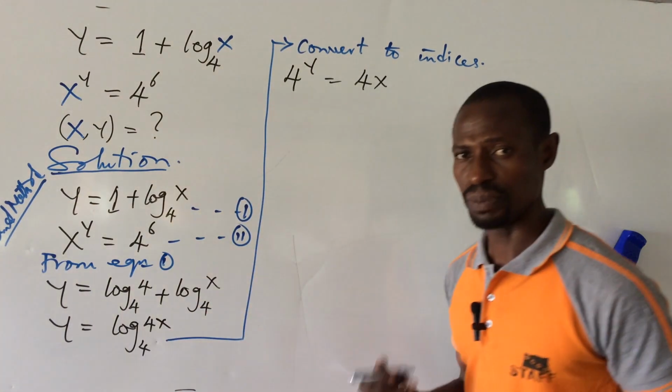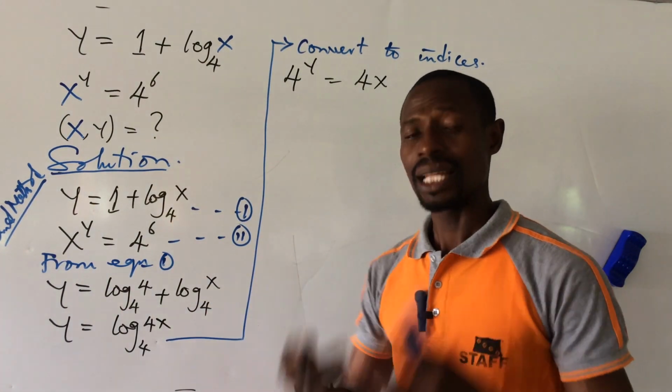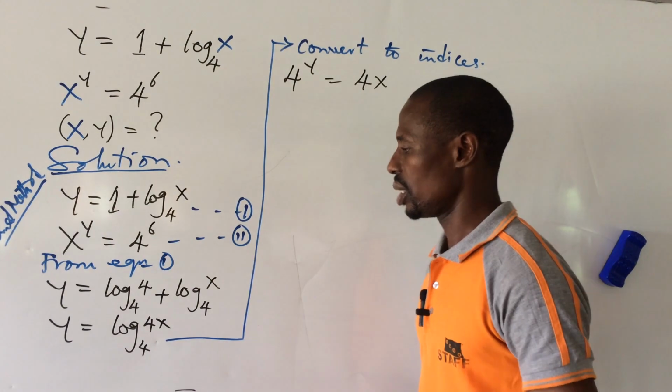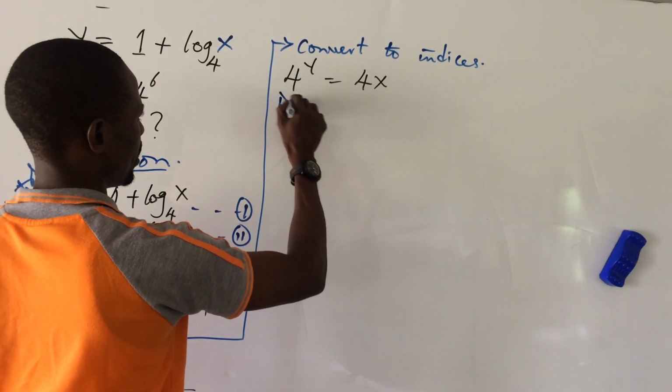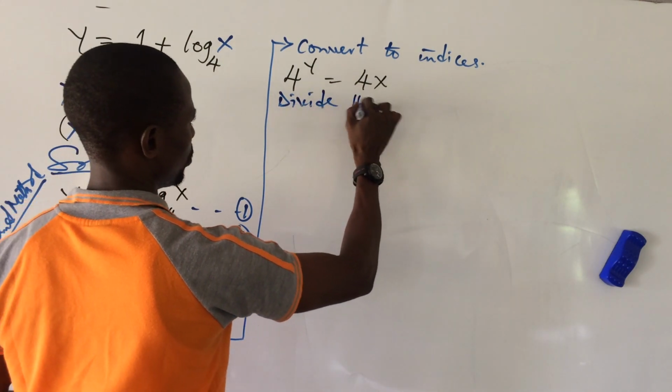There is a strong relationship between a logarithm and indices, like I said in the first method. Okay, we divide through by 4.